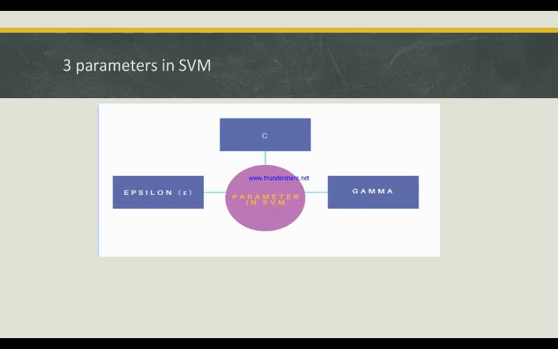Now we go to the three parameters in SVM. Actually, SVM has many types of parameters, but in this project, we only focus on three parameters, which are the epsilon parameter, C parameter, and gamma parameter in SVM.